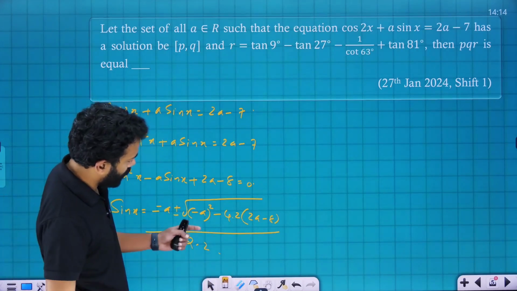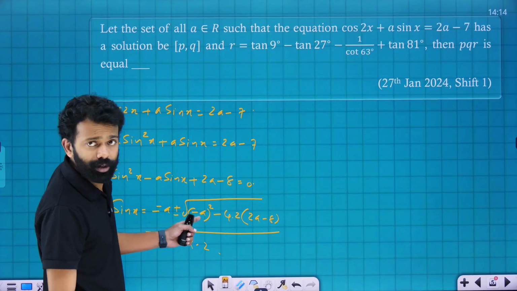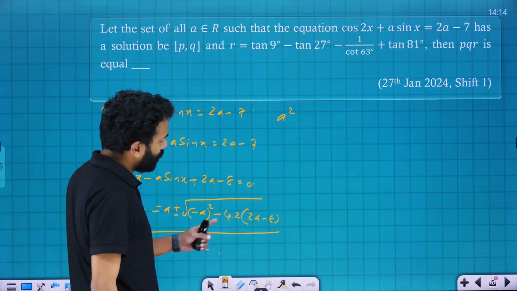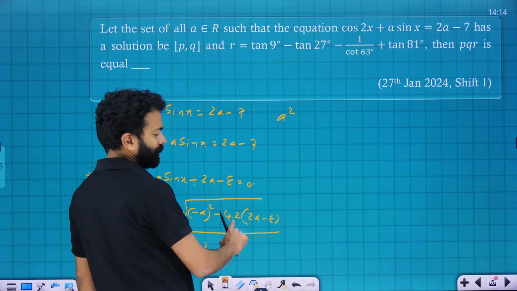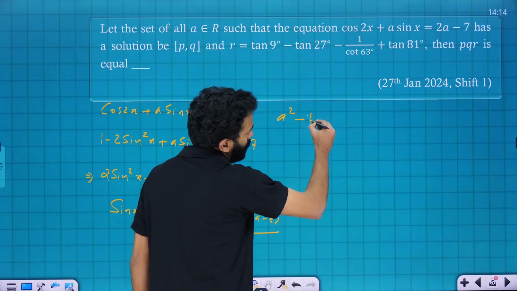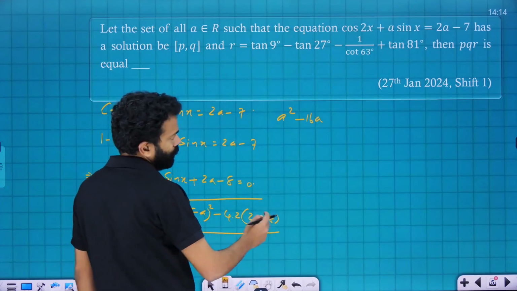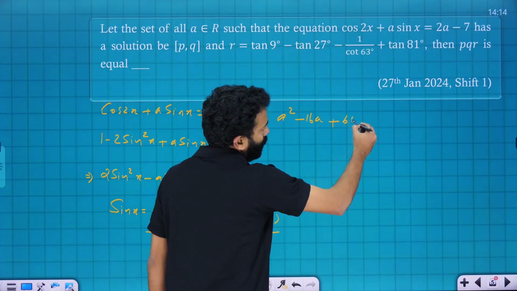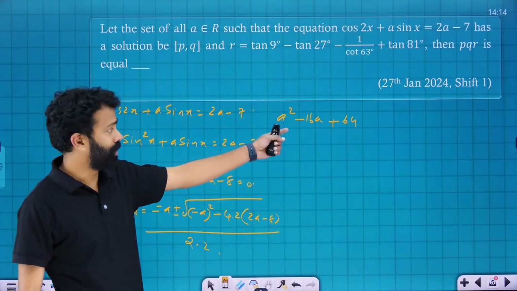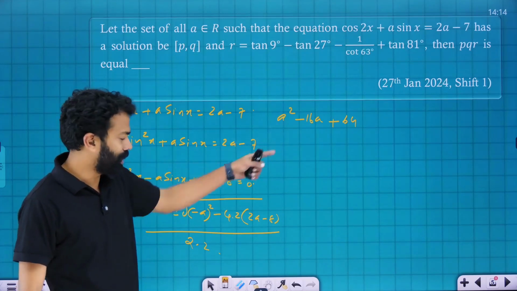Okay, now we need to operate this discriminant separately. So what is minus a the whole square? That is a square minus 8 into, this will be minus 8, right? What is minus 8 into 2a? That is minus 16a. And what is minus 8 into minus 8? Plus 64. Have you seen this anywhere? A square minus 16a plus 64. It's done. The discriminant part is done already.